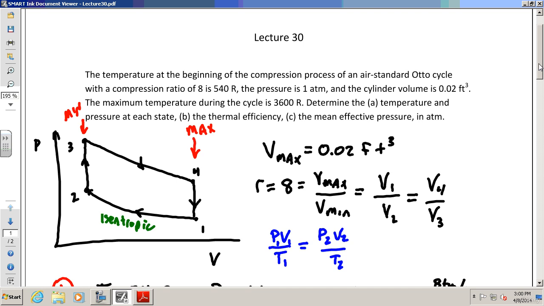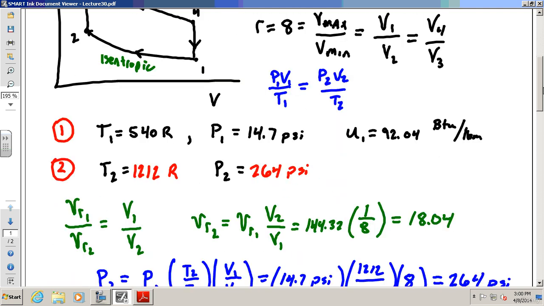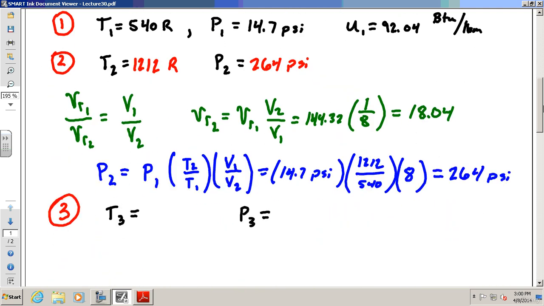When you go from 1 to 2, you're compressing. That's going to heat it up, right? When you go from 2 to 3, you're adding even more heat. Well, that's going to heat it up even more. You're going to have your hottest at 3. Well, how about 3 to 4? Then you're expanding, so it's cooling off. And then 4 to 1, you lose even more heat, and you get back to 1. So your hottest temperature is going to be at state 3. Therefore, if it says maximum temperature in the cycle is 3600 Rankine, that's really saying it's the temperature at state 3.